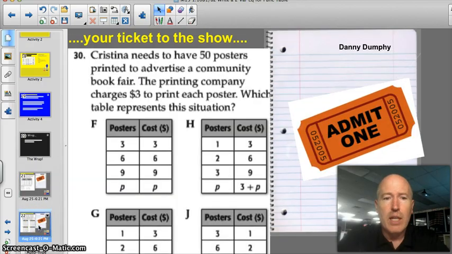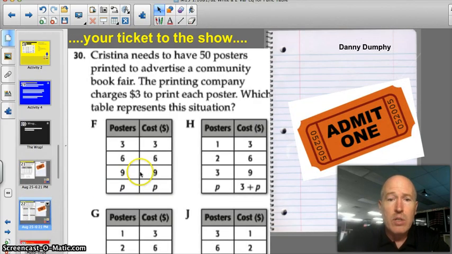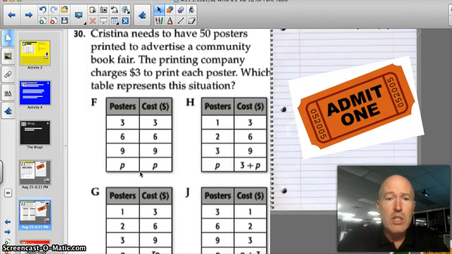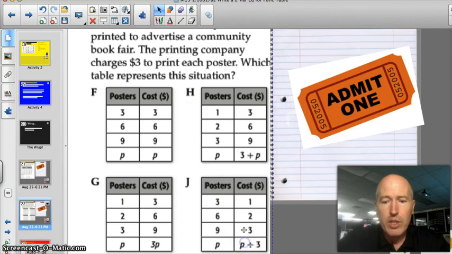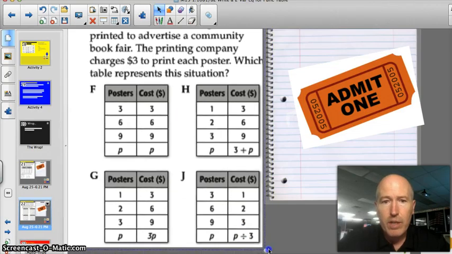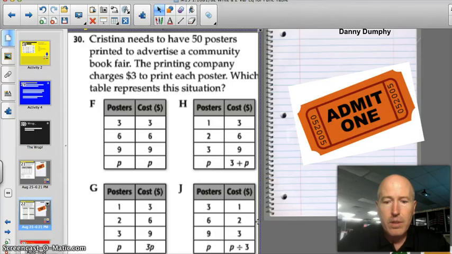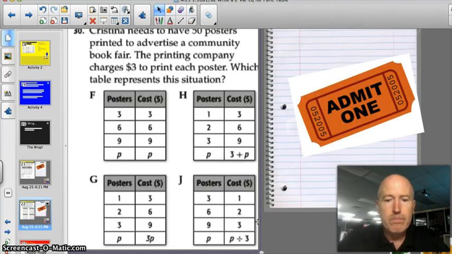Here's the second page of the ticket. Christina needs to have 50 posters printed to advertise a community book fair. The printing company charges $3 to print each poster. Which table represents the situation? Go ahead and I'll scroll up, make sure I got all those tables in there. I'm going to make it just a tad smaller so I can make sure I fit it in my screen. There you go. All right, all you have to do is write down the letter. You don't have to draw the table or anything like that.